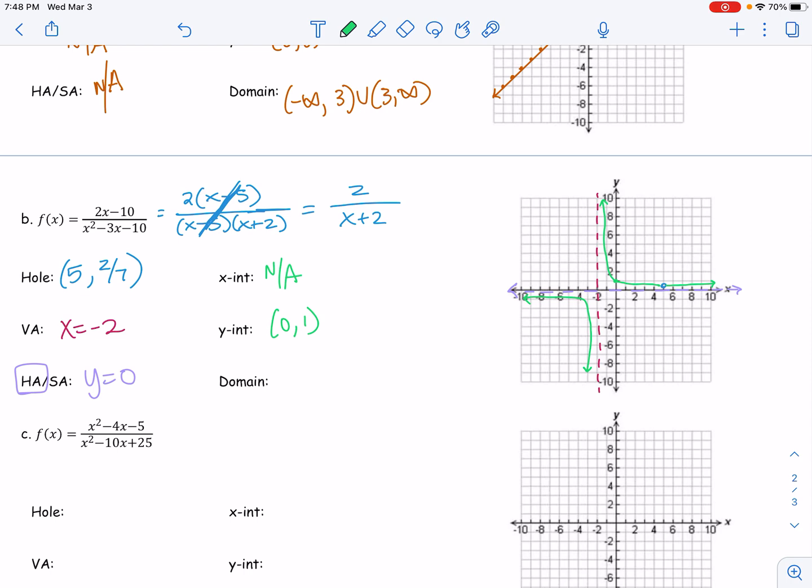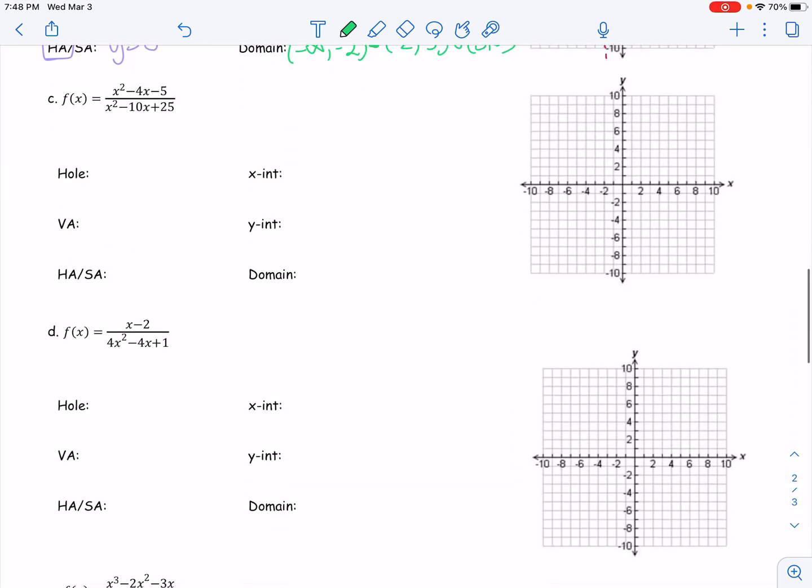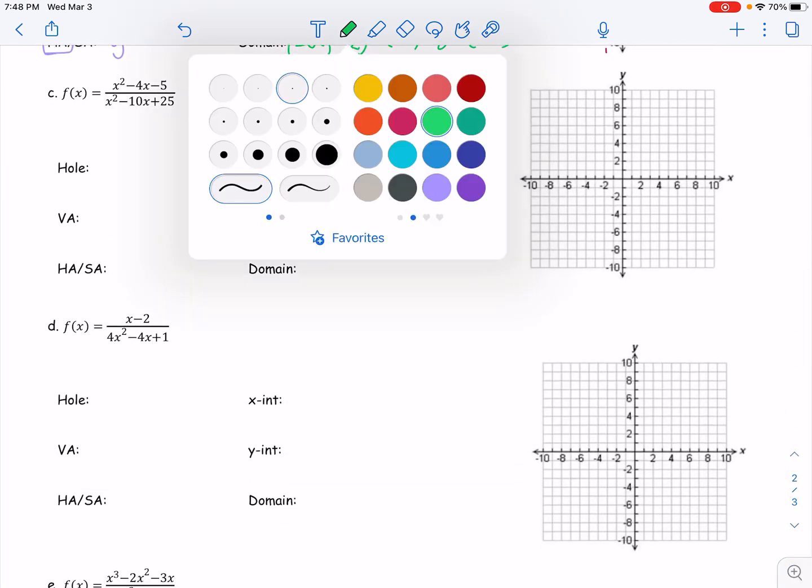Okay, so domain here. Remember, what affects your domain? Vertical asymptotes and holes. So from left to right, we have negative infinity to my vertical asymptote of negative 2, and negative 2 to the hole, which is at 5, and then 5 to infinity. Okay. All right, let's try it again.